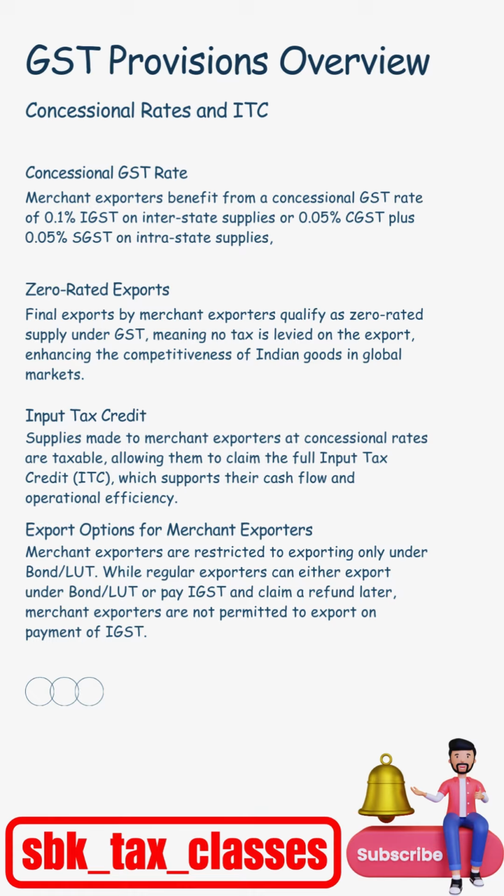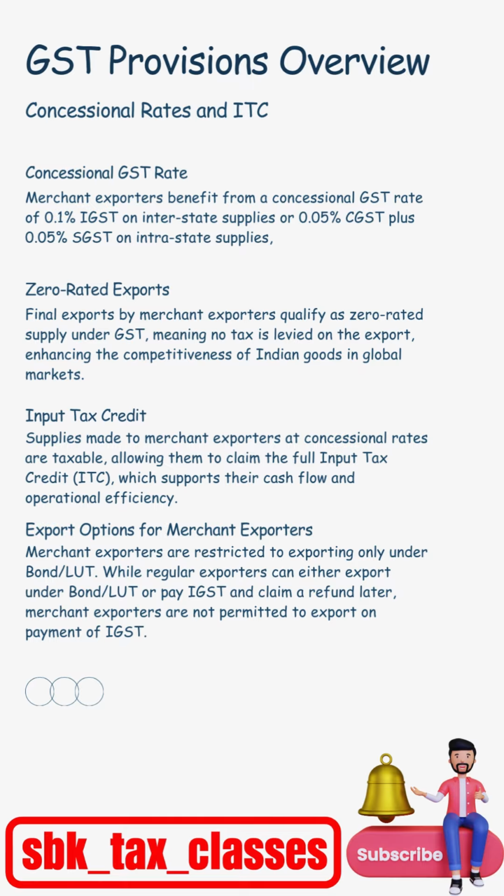When a merchant exporter buys goods at 0.1%, it is still a taxable supply and not an exempt supply. Hence, full ITC is allowed. And when the merchant exporter finally exports the goods, it becomes a zero-rated supply. Generally, exports can be made under bond or LUT or on payment of IGST and then claim refund of taxes paid. However, a merchant exporter can only export under bond or LUT but cannot choose the option of payment of IGST.